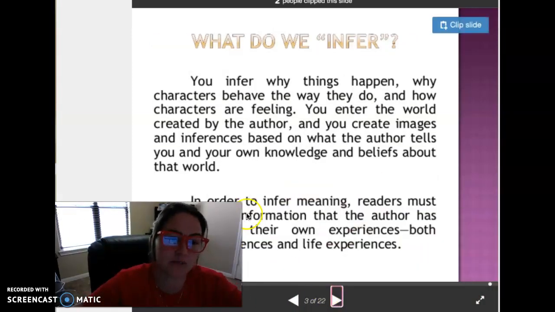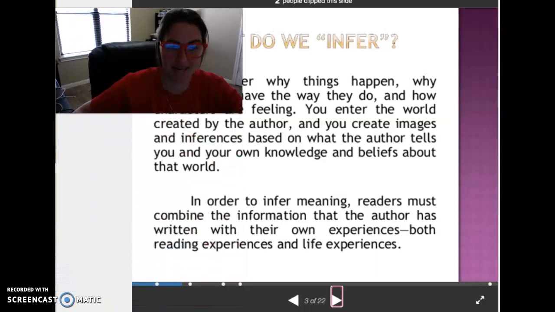So what do we infer? You infer why things happen, why characters behave the way they do, and how characters are feeling. You enter the world created by the author, and you create images and inferences based on what the author tells you and your own knowledge and beliefs about that world. So in order to infer meaning, readers must combine the information that the author has written with your own experiences, both reading experiences and life experiences. And that's something good to add to your notes that maybe we haven't talked about yet.